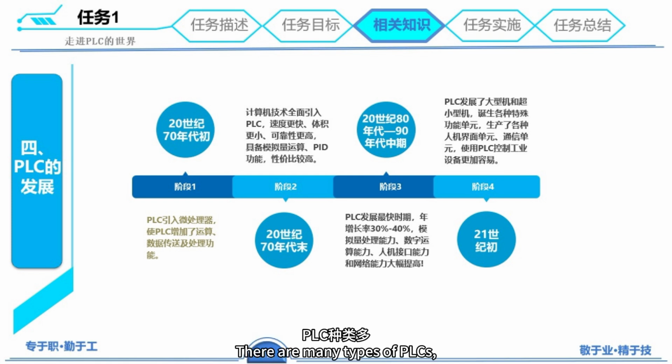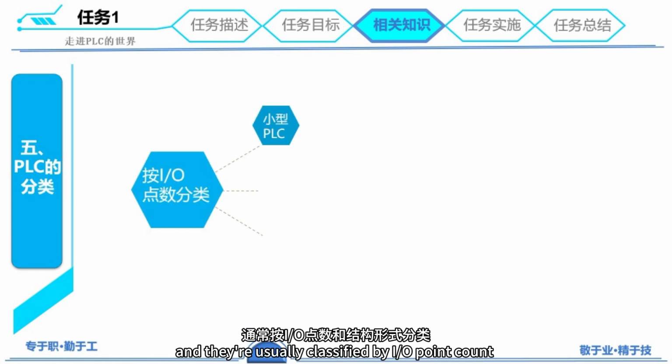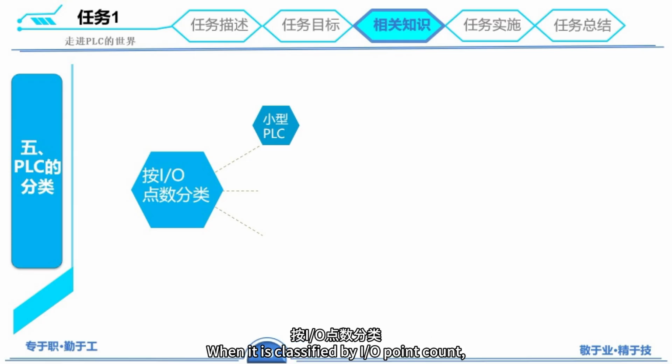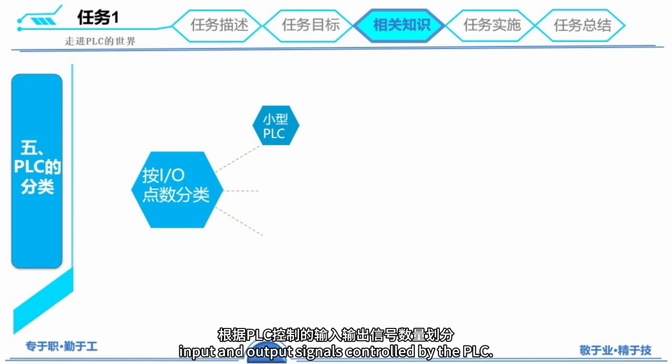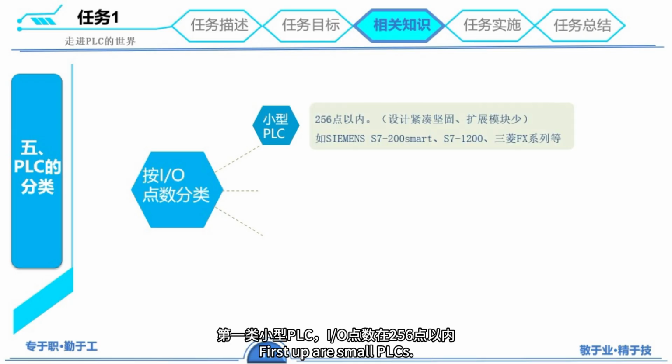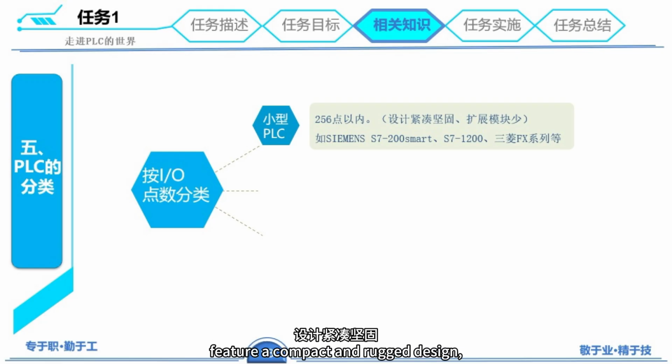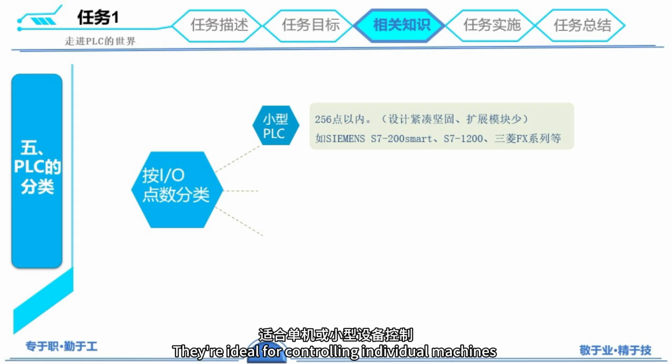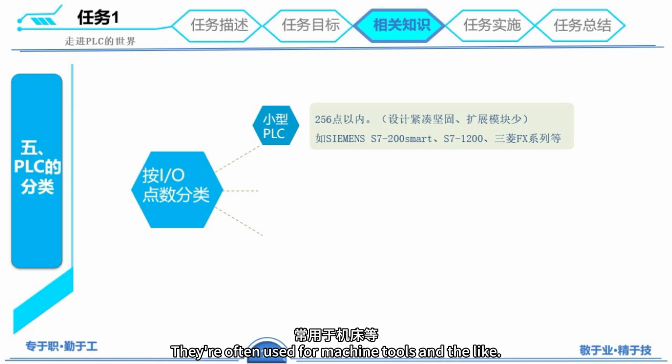There are many types of PLCs, and they're usually classified by I/O point count and structural form. When it is classified by I/O point count, it's based on the number of input and output signals controlled by the PLC. First up are small PLCs. They have fewer than 256 I/O points, feature a compact and rugged design, and come with only a few expansion modules. They're ideal for controlling individual machines or small-scale equipment. For example, with the Siemens S7200 Smart, they're often used for machine tools and the like.